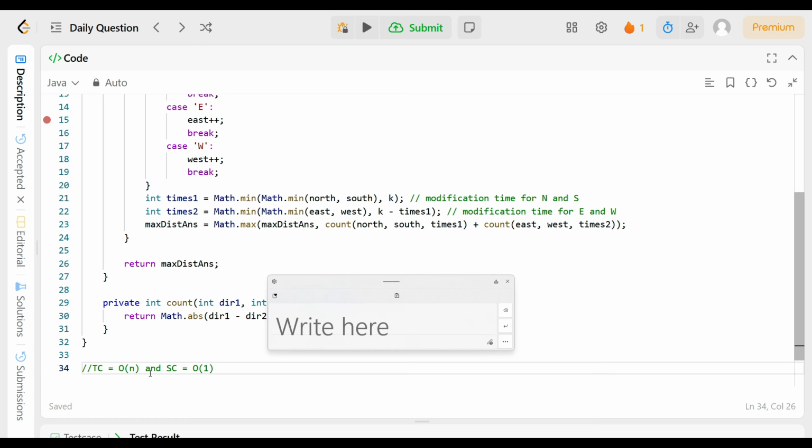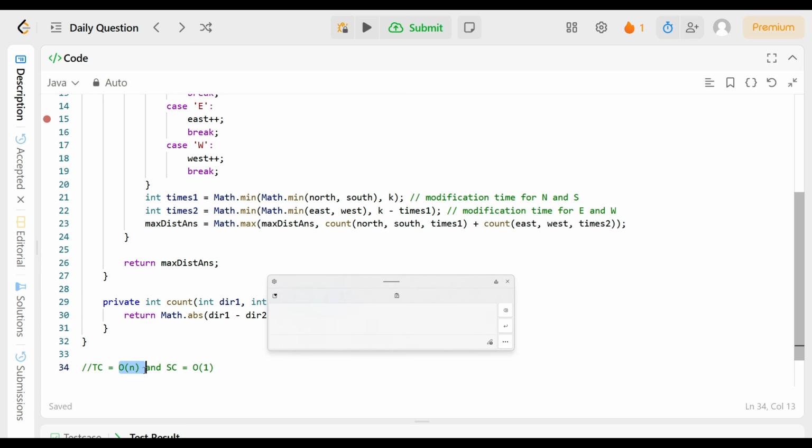And we are traversing all the string's characters, so we'll go for O of n time, and there is no extra space, so we'll say O of 1 is the constant space.